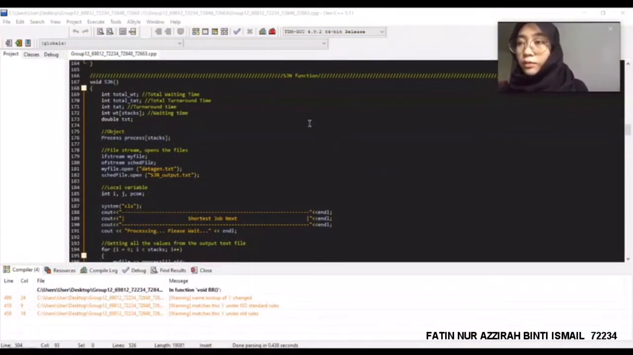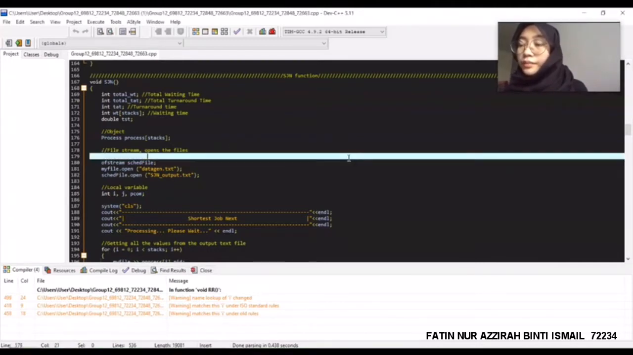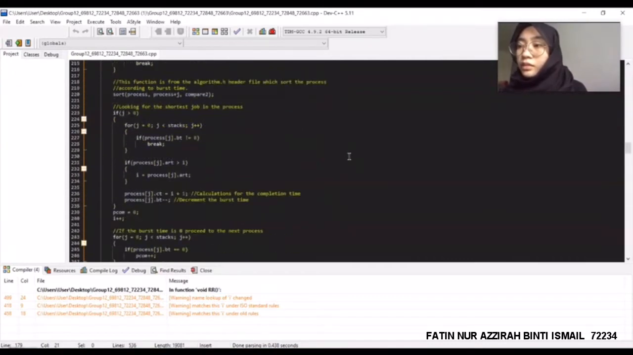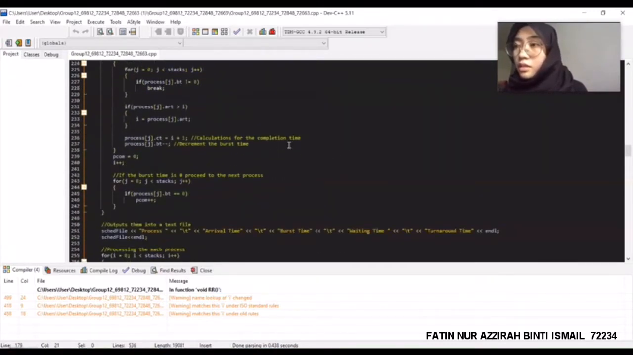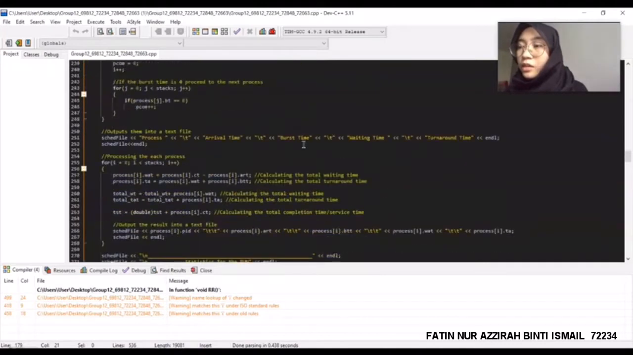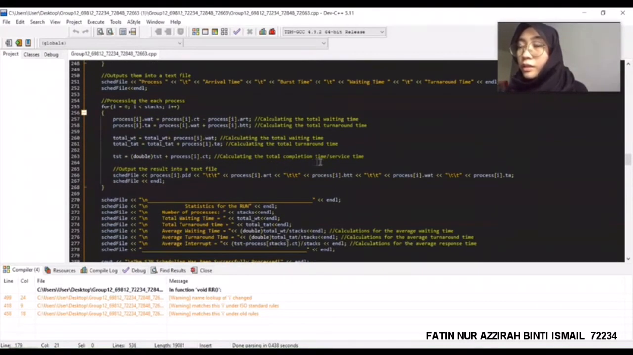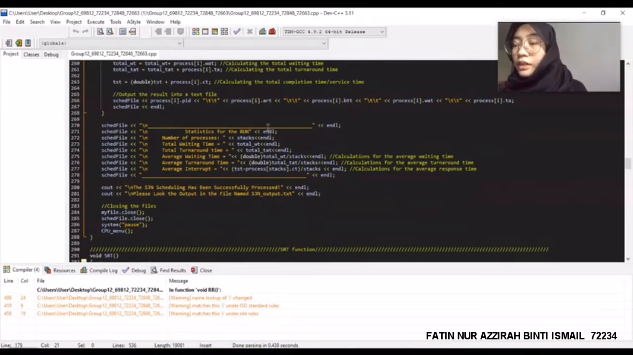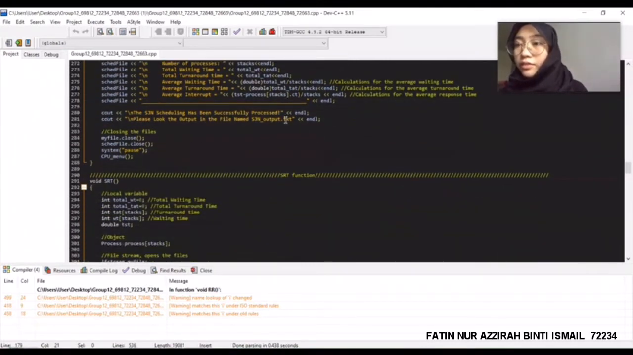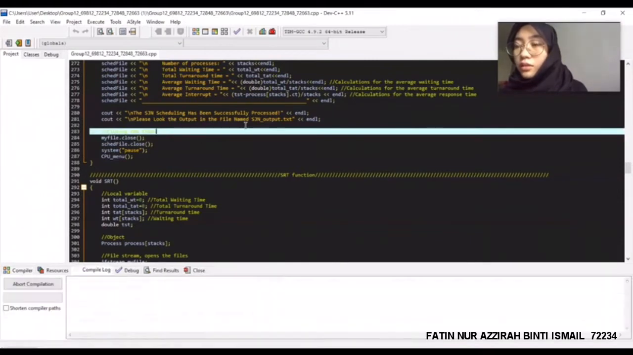So I'm here to present the coding for shortest job next algorithm. So shortest job next function. So this is the calculation for completion time, calculation for total waiting time, total turnaround time, and total completion time or service time. This is the output that will be put in the file, which is text file. So I'm going to execute this coding.